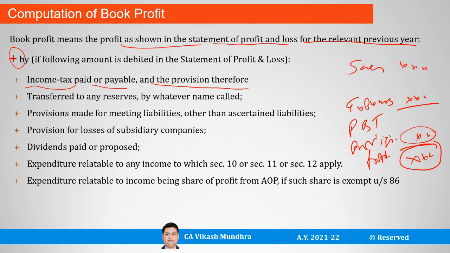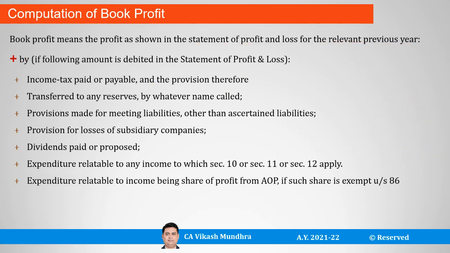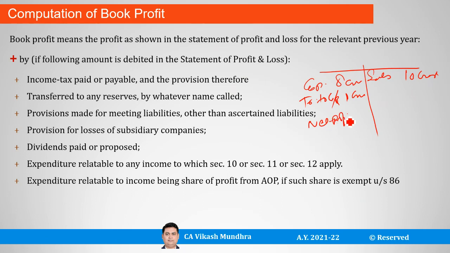Number 2, transfer to any reserve by whatever name called. If you transfer any money to any reserve by debiting the PL account, you are required to add back. For example, sales 10 crore, expenses including purchase say 8 crore, transfer to general reserve 1 crore. Is it possible? Now my net profit is 1 crore. If this is the case, whatever amount you transfer to any reserve by debit has to be added back. Is it clear?